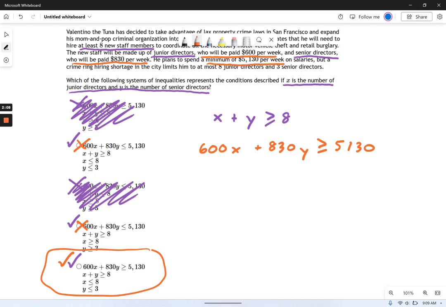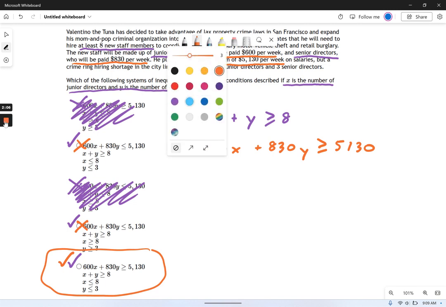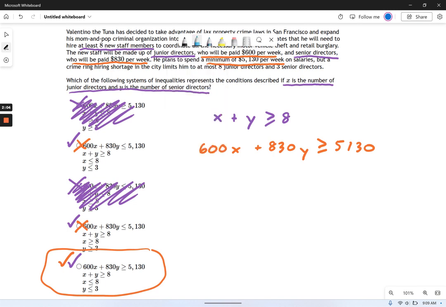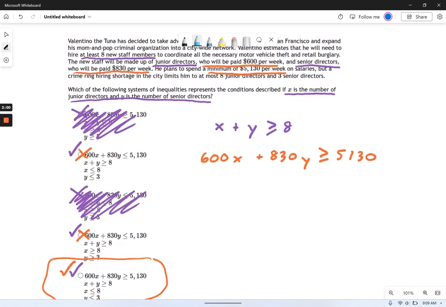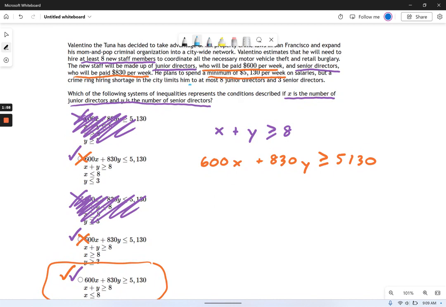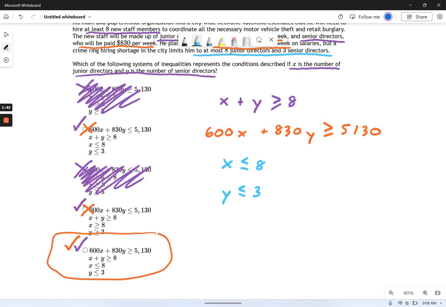But if I were to go back to this paragraph again, let's just say for argument's sake, and see what other information I can find here. At most, 8 junior directors and 3 senior directors. So in other words, X is at most 8. That means X is less than or equal to 8. And Y is at most 3. That means Y is less than or equal to 3. You can see those are also in this last paragraph right here.